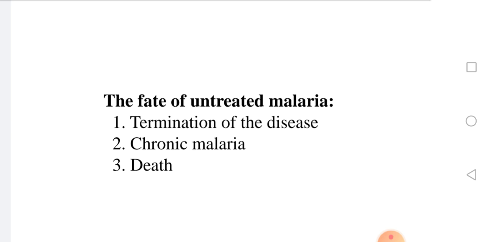What is the fate of untreated malaria? If malaria is not medically treated, what will happen? There are three possibilities. One, termination of the disease. The immunity of the patient will get rid of the disease and the patient becomes well. Two, chronic malaria. And here malaria will be in the patient for quite a long time. Three, death if the malaria is severe.